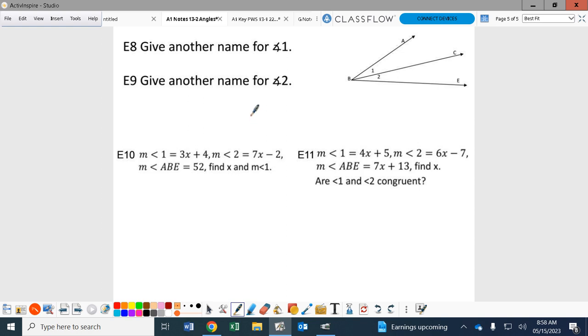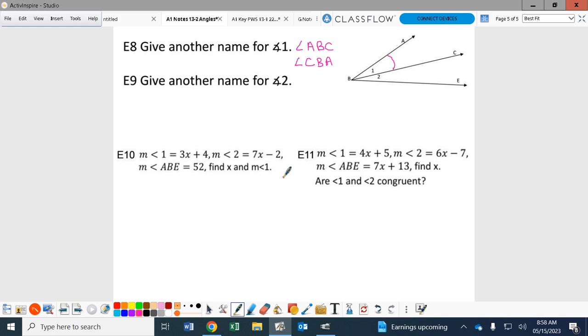So it says give another name for angle 1. What would you call that angle, guys? Angle what? A, B, C. Let's see. Angle 1, A, B, C. Yes. What's the other name it didn't ask for? What's the other option? CBA. Just name it backwards, guys. You can name it forward, you can name it backwards. The middle letter has to stay the same because the vertex must be the same. The middle letter must always be the vertex.